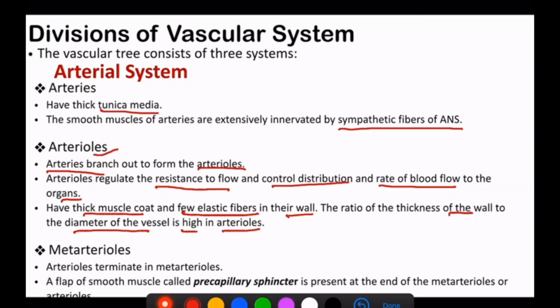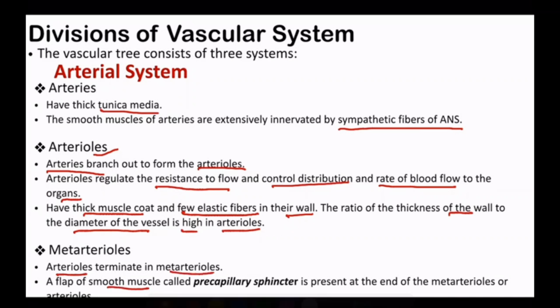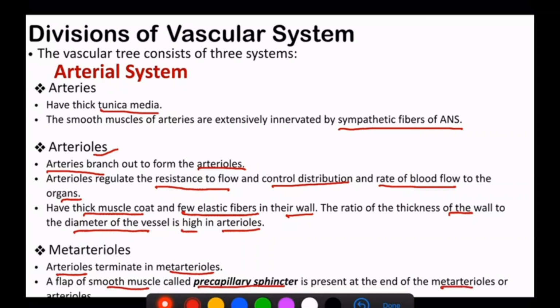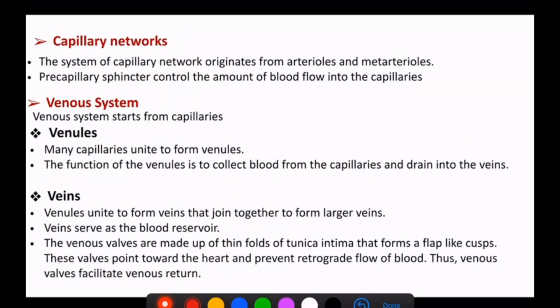Now coming to meta-arterioles, the arterioles terminate in meta-arterioles, and a flap of smooth muscle called the precapillary sphincter is present at the end of meta-arterioles or arterioles. Now coming to capillary networks, the system of capillary network originates from arterioles and meta-arterioles. The precapillary sphincter controls the amount of blood flow into the capillaries.